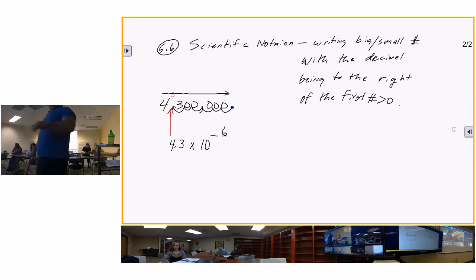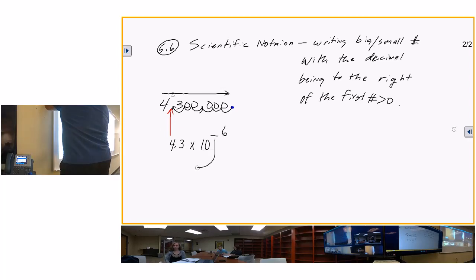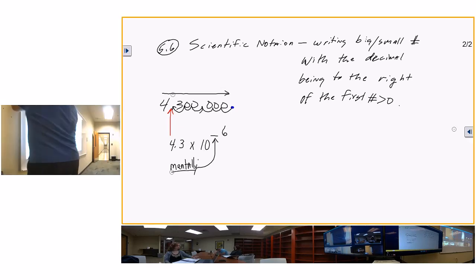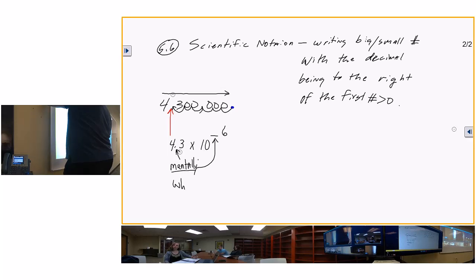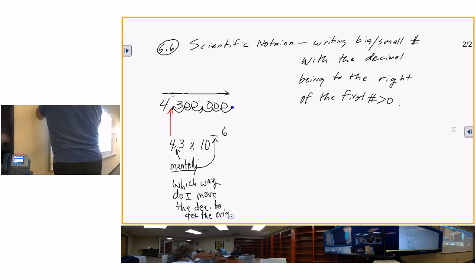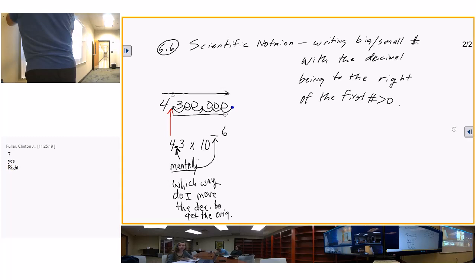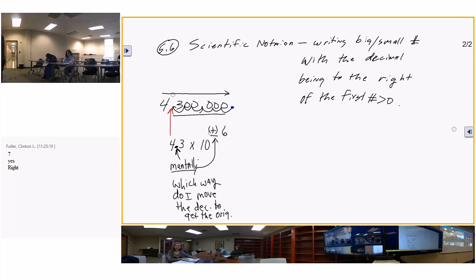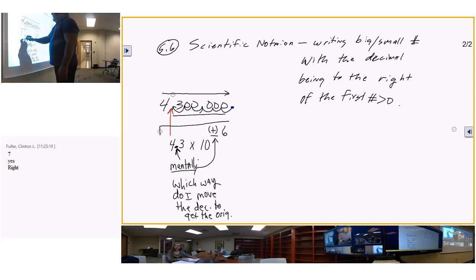So now I go here, and this is a Hubertism. I go to this one right here. After I do it, I say mentally. What does mentally mean? In your head. In your head. I don't do anything. I ask myself mentally, which way do I move that decimal? Do I move the decimal in my head to get the original? Okay, so this decimal right here, which way in my head do I move this decimal to get it back to the way it was, to the right? And in this case, that's going to be a positive. So if you go left, it's negative. So my answer to this question is 4.3 times 10 to the 6th power.